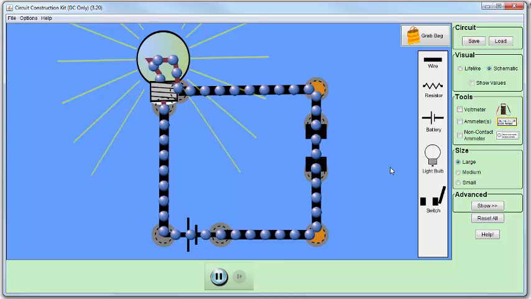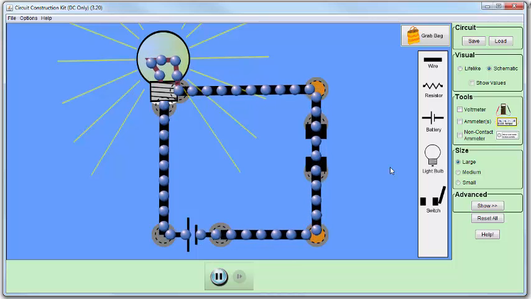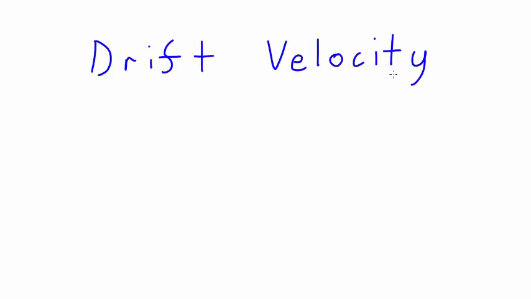Notice that it's not a single electron that moves straight from the battery to the light bulb to give it power. Instead, all the electrons move relatively slowly in the circuit. The speed at which the electrons move through the circuit is known as the drift velocity. The units of drift velocity are meters per second.